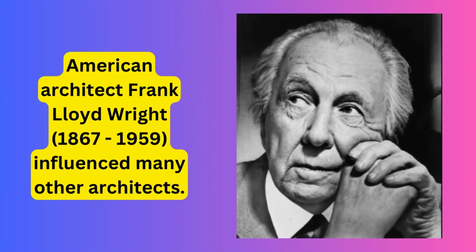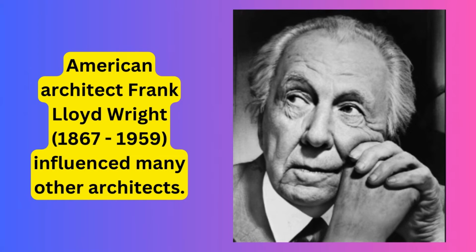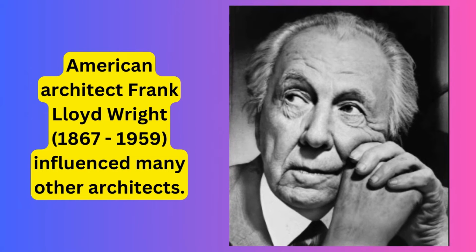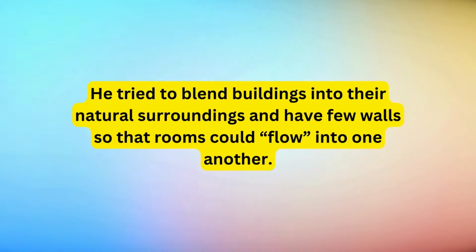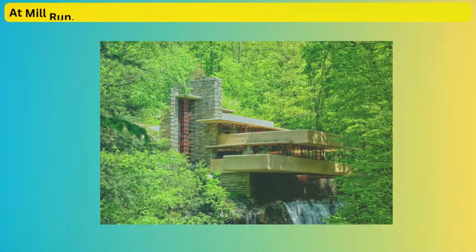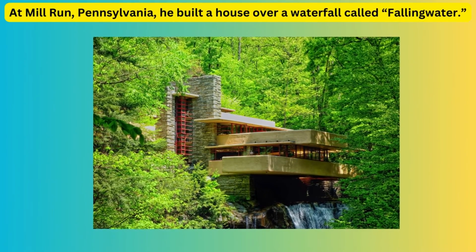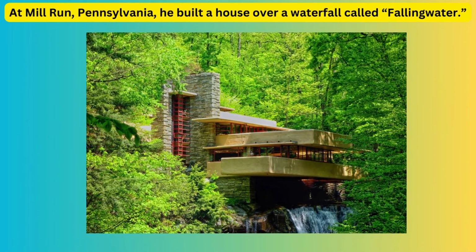American architect Frank Lloyd Wright, who lived between 1867 to 1959, influenced many other architects. He tried to blend buildings into their natural surroundings and have few walls so that rooms could flow into one another. At Mill Run, Pennsylvania, he built a house over a waterfall called Falling Water.